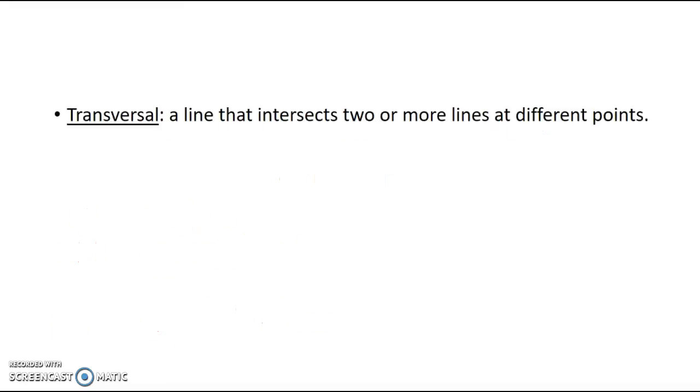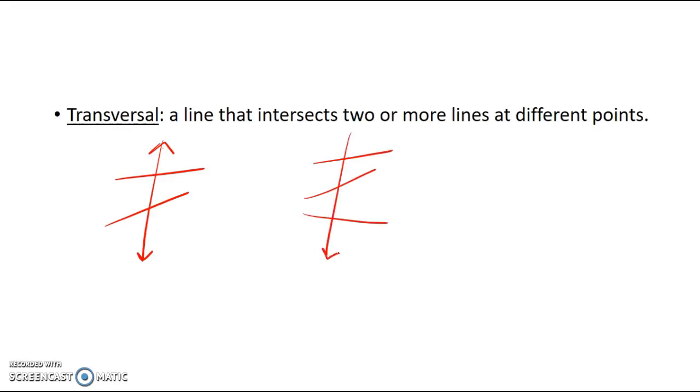So, all right, moving on to vocab. Our first vocab word is a transversal, and that is a line that intersects two or more lines at different points. So, here are two lines. This is my transversal because it intersects two lines. I could have more than two lines. We could have three lines going on here. Again, this is a transversal because it intersects at different points.